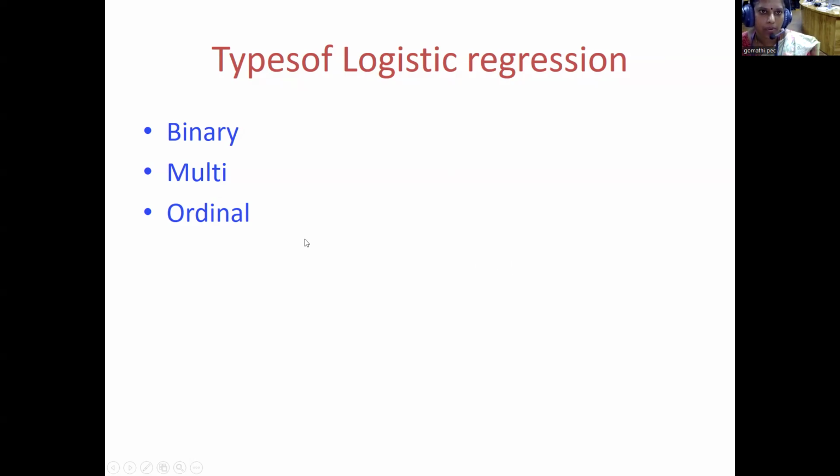The third type of logistic regression is ordinal logistic regression. What is ordinal logistic regression? The dependent variable has more than two values, but they are ordered. Ordered means, for example, low, medium, high. So in Amazon, we predict a product based on its ratings. That is the example for ordinal logistic regression.